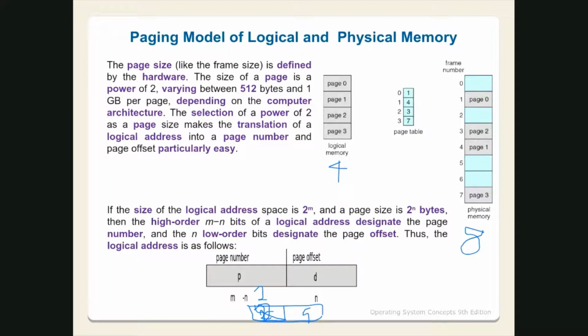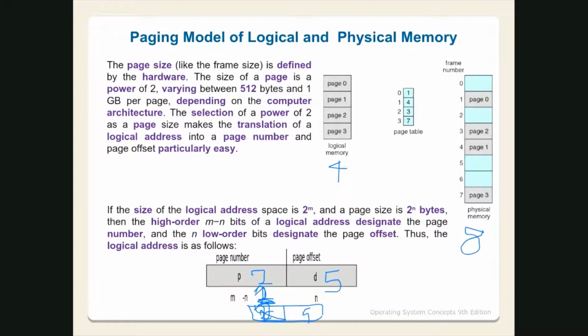This 2 is the page number. So this is the address generated by the CPU. 2, 5 is the logical address. So what do you do? Your page number is what? 2. And the displacement is what? 5. So go to entry 2 in the page table.